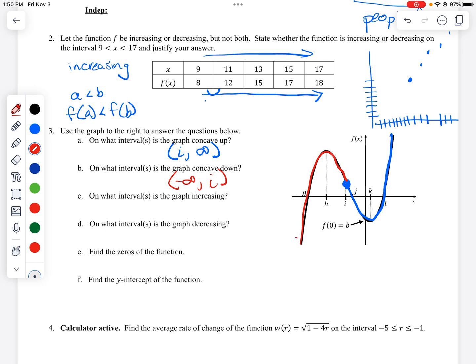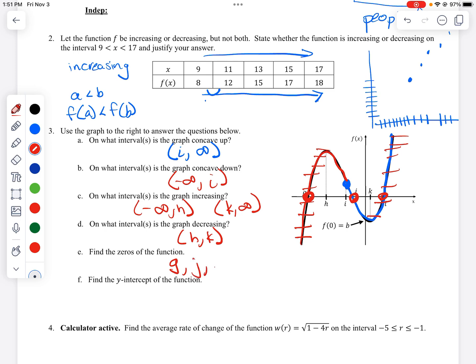Where's the graph increasing? Well, it's going up at these dashed marks, so I would say negative infinity to h. And where else does it start increasing? At k to infinity. So it's decreasing in between those, between h and k. Where are our zeros, our intercepts? Well, at G, J, and L. And our y-intercept down here would be at B.